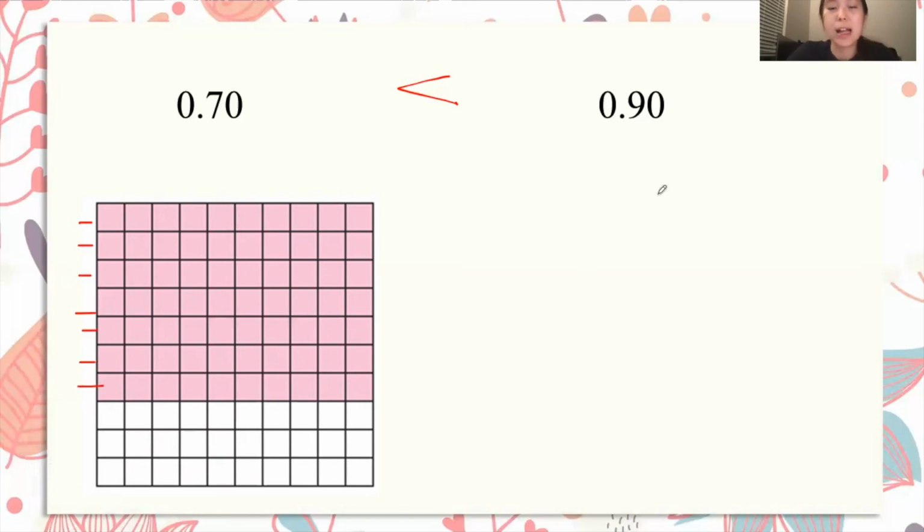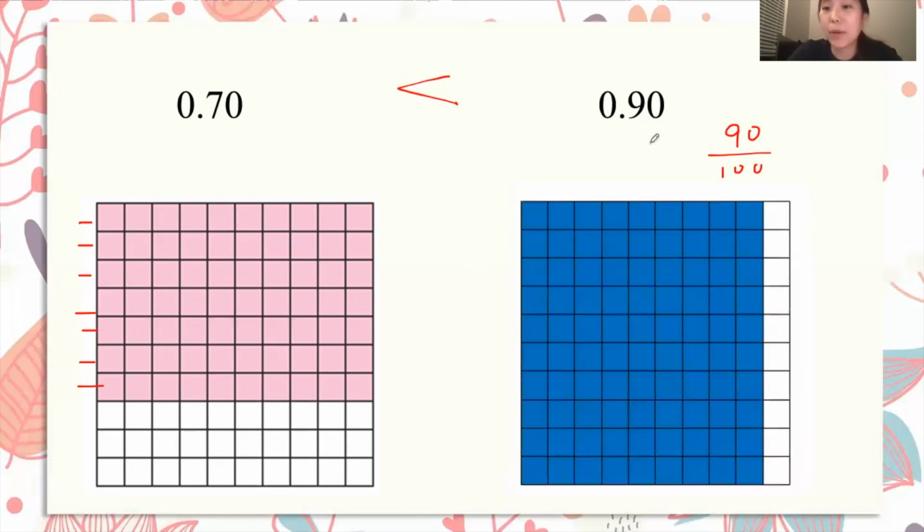And for the second one, 90/100. So in fraction, we can write 90 out of 100. It means we divided our unit square into 100 equal parts, and then we shaded 90 parts of them. So 10, 20, 30, 40, 50, 60, 70, 80, 90. So let's see which figure has more shaded parts. Yes, the blue one. So 90/100 is greater than 70/100, or 70/100 is smaller than 90/100.